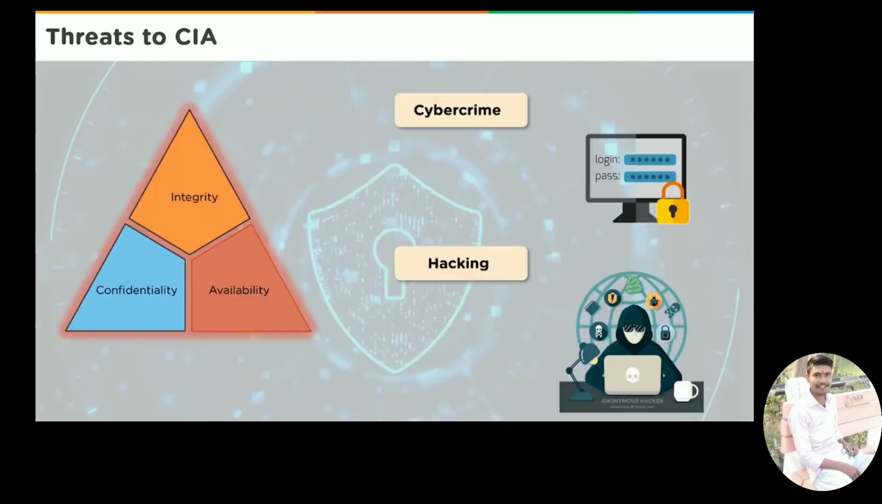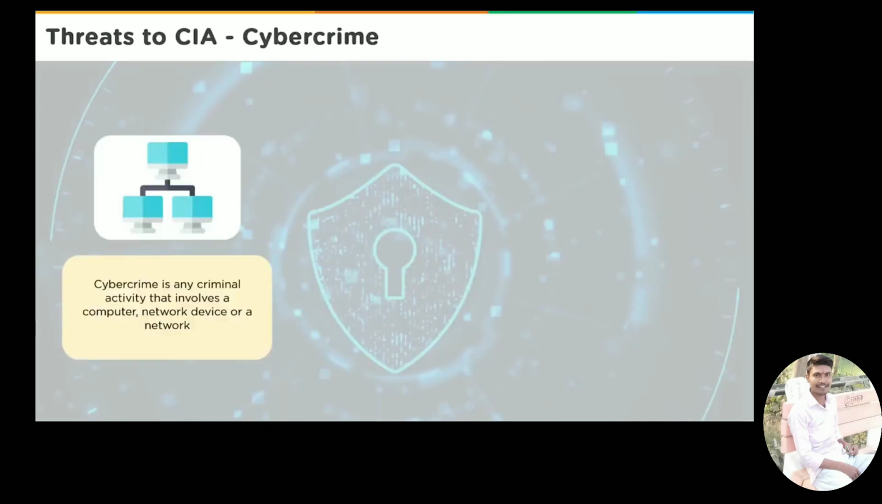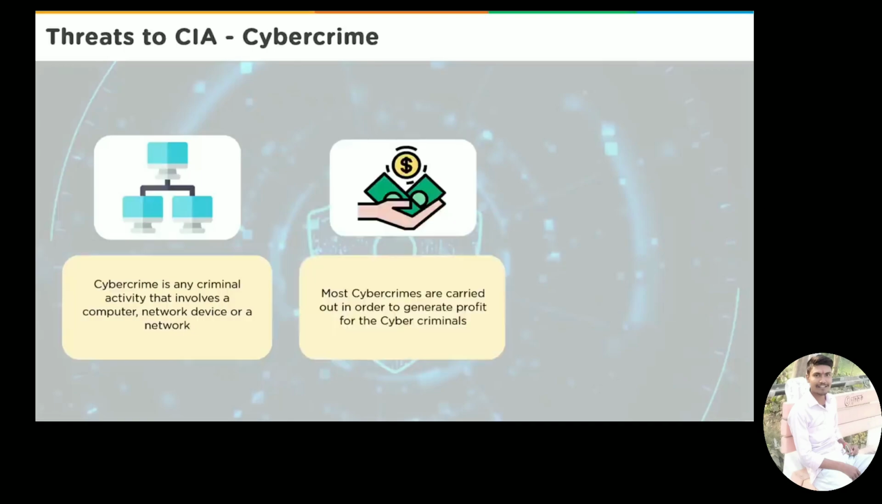Now, when we talk about threats to CIA, the confidentiality, integrity, and availability, we talk about them in two different parameters, cybercrime and hacking. So, what is cybercrime? Cybercrime is any criminal activity or any unauthorized activity that would involve the usage of any computing device which would result as a security incident at the victim's end. Most cybercrimes are carried out in order to profit from them. Criminals would try to do phishing attacks to steal your money out of your bank accounts, or would try to con you into giving out your credentials, thus compromising your email accounts or your social media accounts, and try to gain access to your identity.